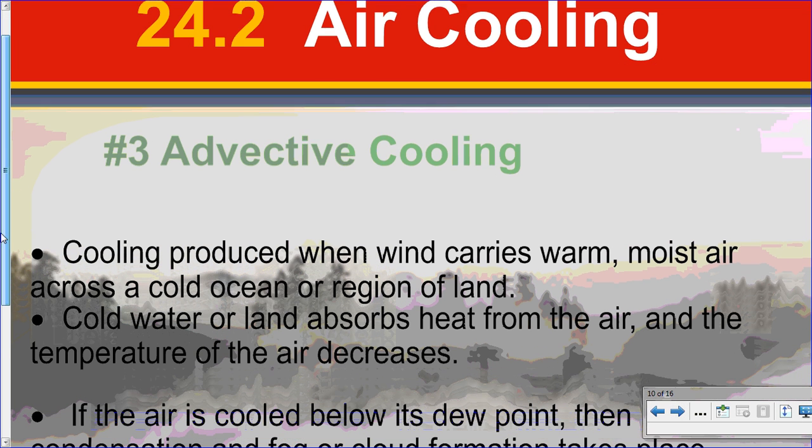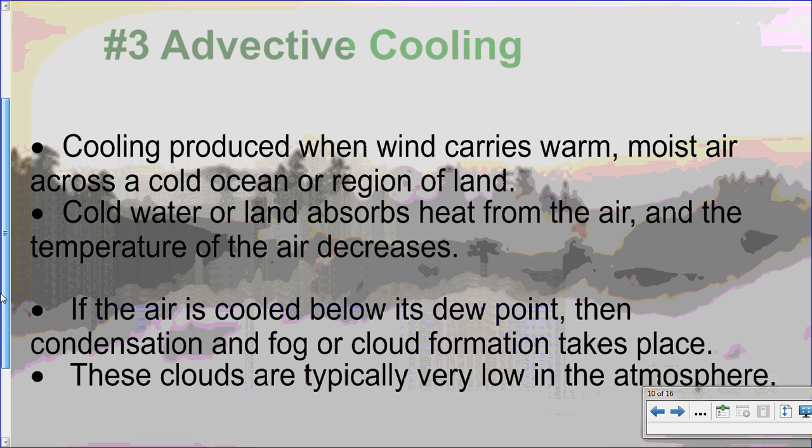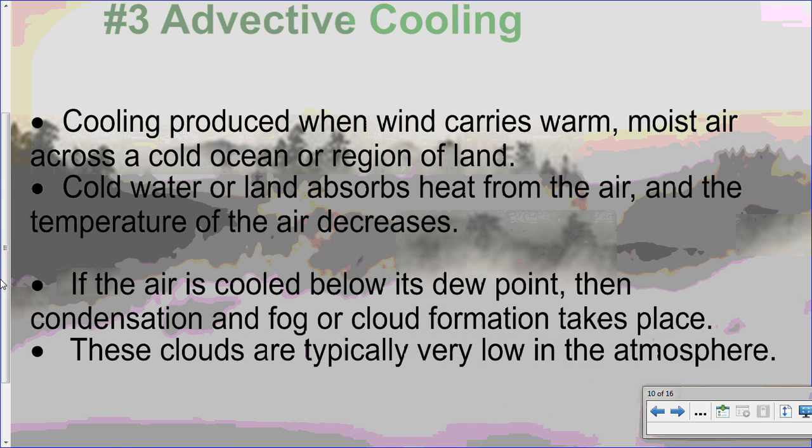Our third type of air cooling is advective cooling. This one usually happens because we have an area that's an ocean or one of our bigger lakes. The wind comes over the top of it and brings a mass of warm, moist air over the land. The ocean was warmer than the land, so as the air moves from that warm ocean over the top of the land, it cools down, reaches its dew point, and makes fog.